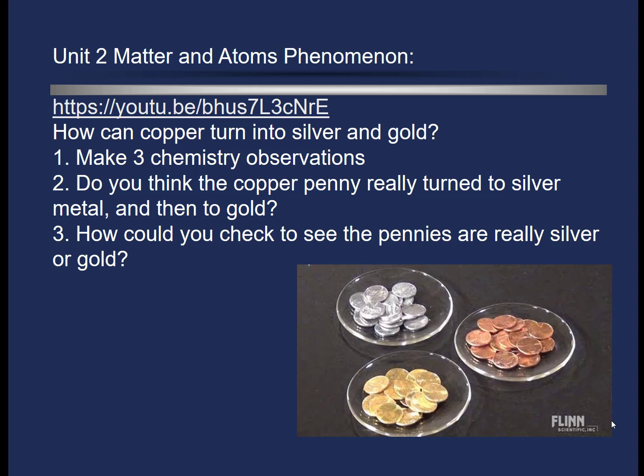There's a video that shows copper pennies turning into silver and gold. Please watch that video and answer the following questions. First of all, make 2 or 3 chemistry observations, and then answer this question. Do you think the copper penny really turned to silver metal and then to gold metal? And how could you check to see that the pennies are really silver or gold?